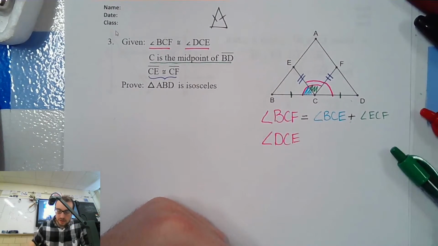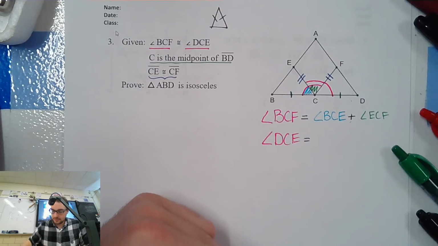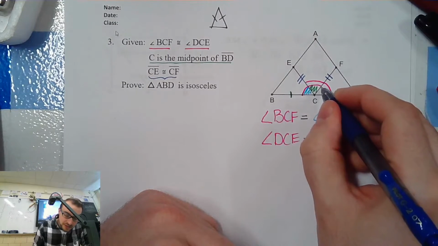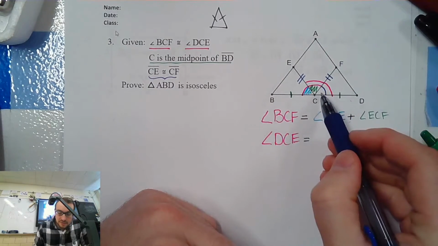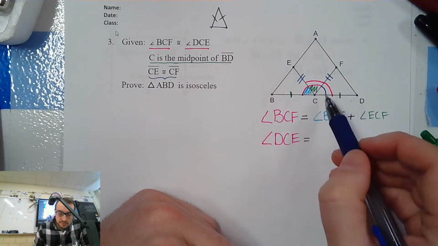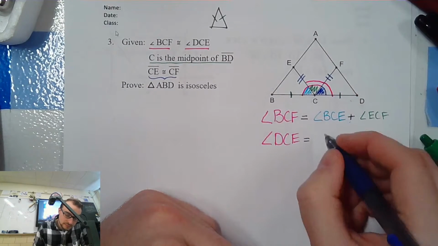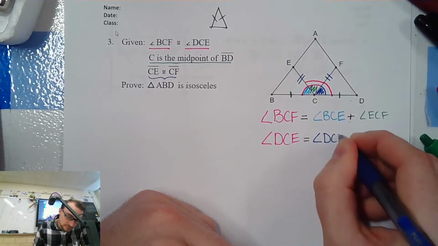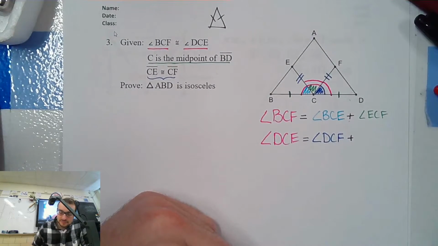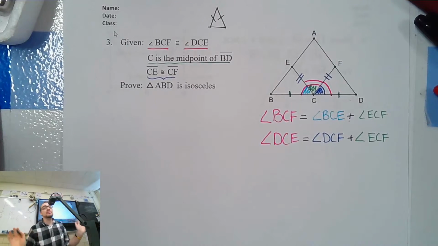So for the other pink angle, and remember, they're pink because they're both the same color, or they're both congruent, it's made up of this angle. What's that angle? DCF, right? And it's made up of the same green angle, right? Again, this is all angle addition postulate.